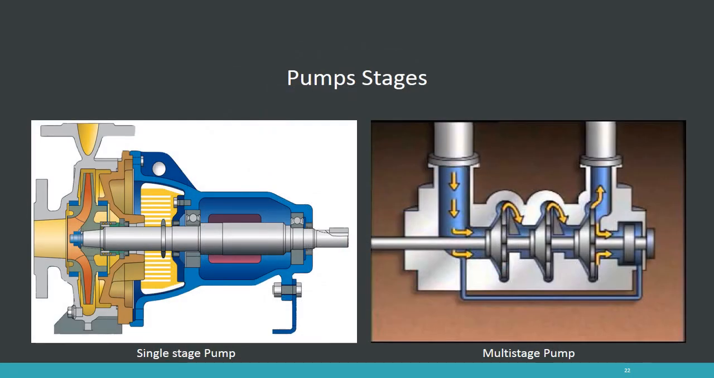Pump stages. Pumps can come in a single stage, which means it has only one impeller, or multi-stage, which can come with 2, 3, and so on number of impellers. As we can see in the picture here, we have a 3-stage pump which has 3 impellers.